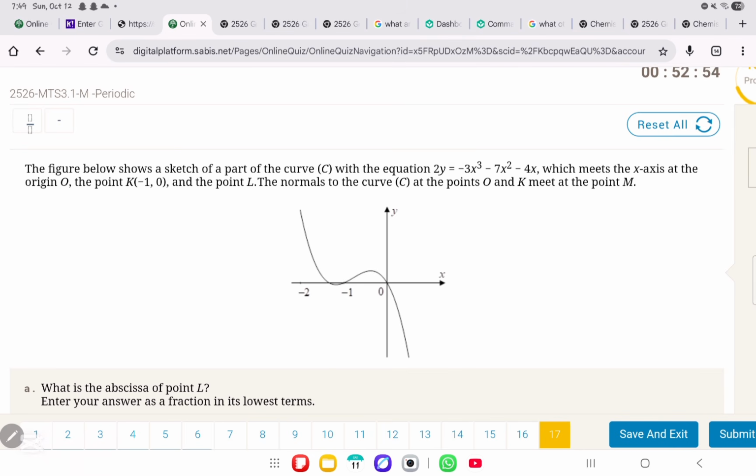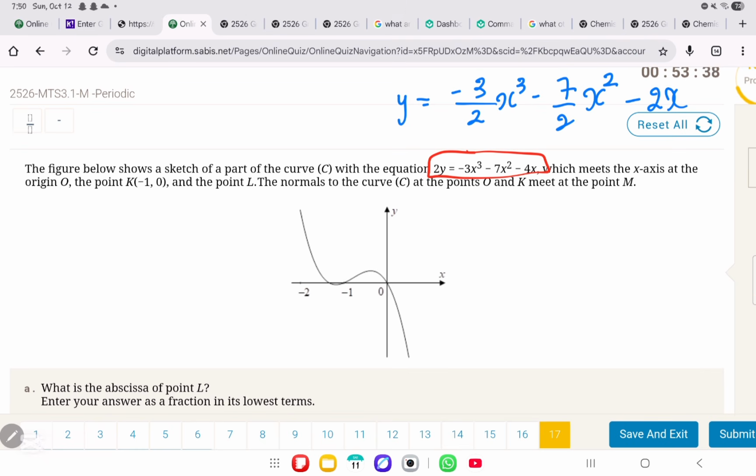The figure below shows a sketch of a part of a curve with the equation this. Whenever I see that our y is not 1y, when it's something multiplied by y, I do not accept it, okay? What do we do in this scenario? We need to divide everything by 2, because we need our y to be y alone. Y should remain alone. It should not have anything with it. So when you divide by 2, it will become y equals minus 3 over 2 x cubed minus 7 over 2 x squared minus 4 over 2, which is minus 2x.